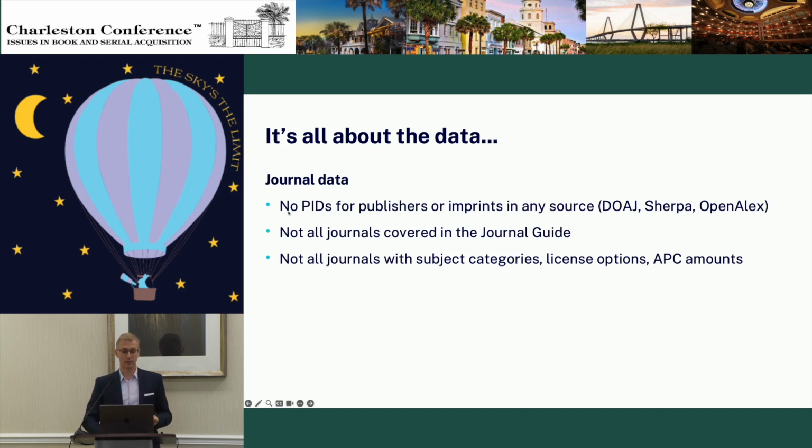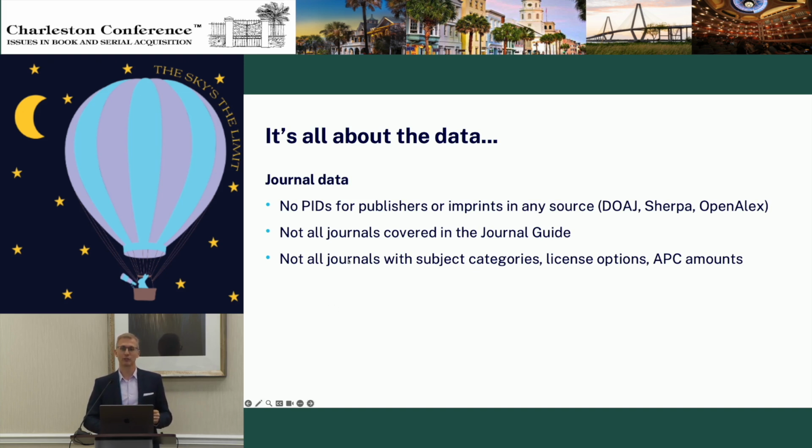And this starts with the challenge that there are no persistent identifiers for publishers or imprints in any source that we use. Right? No one has hardly spoken about it, but now I think we're on a good trajectory to solve this challenge too. But for the moment, this is the status quo. And not all journals are covered in the Journal Guide. So we have 52,000. We know it's not all in the world. There are also new journals coming out and smaller publishers that we may not cover.